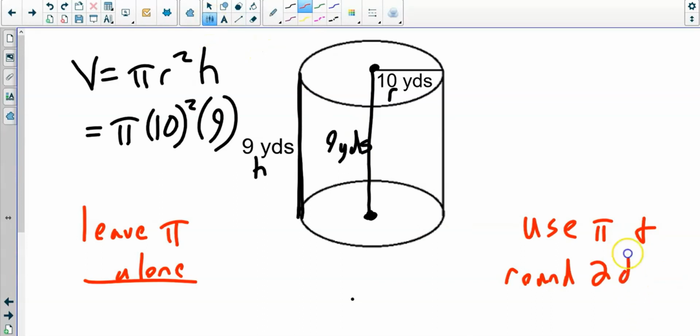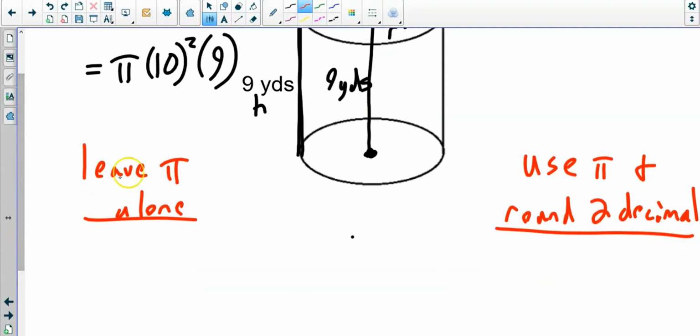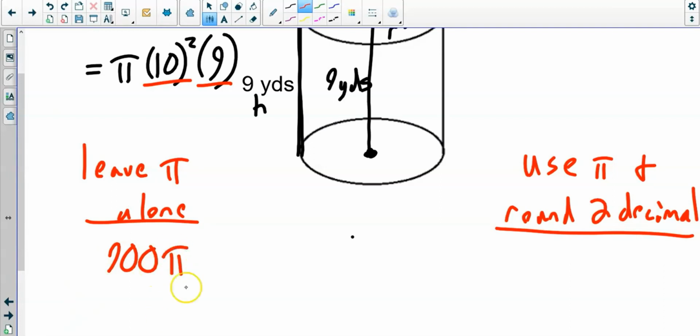Let me rewrite the word decimal correctly. So let's get the exact answer. All you have to do to get the exact answer, where we leave pi alone, is square and then multiply with the radius. So 10 squared is 100, and 100 times 9 gives us 900 pi, and then our label will be yards cubed. You don't actually have to have the S on that. You can just put yard cubed. It's all the same. So there's the exact answer.